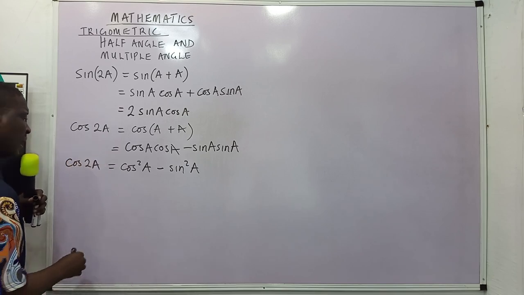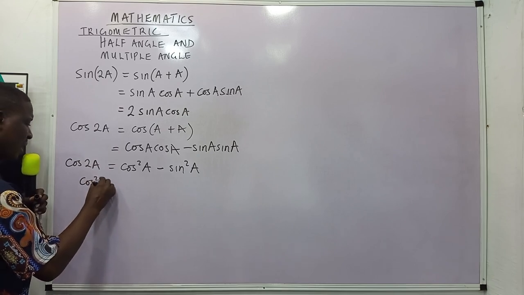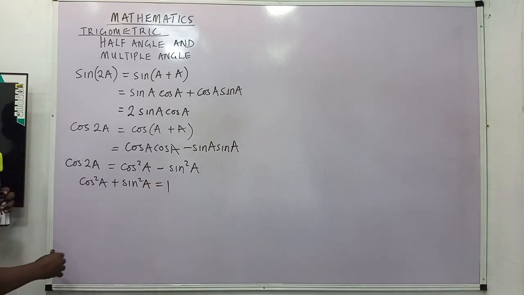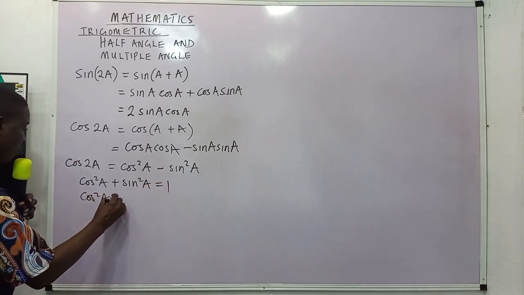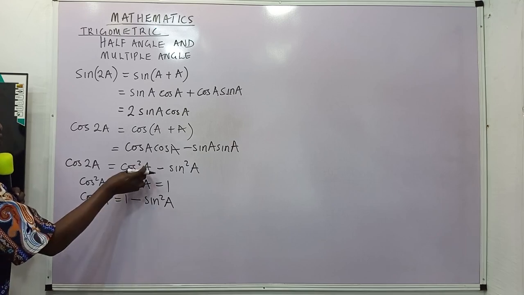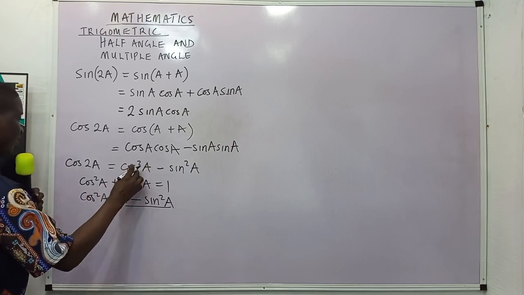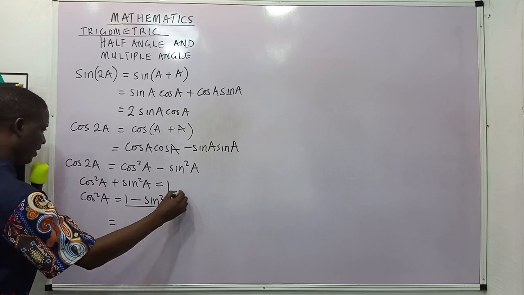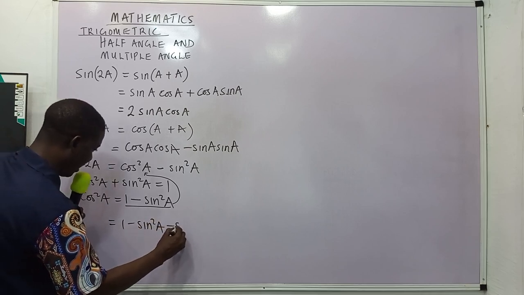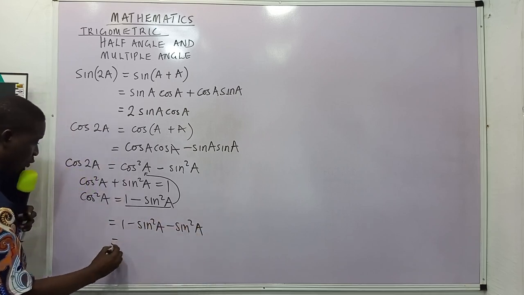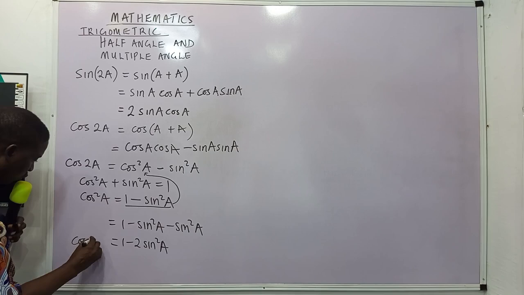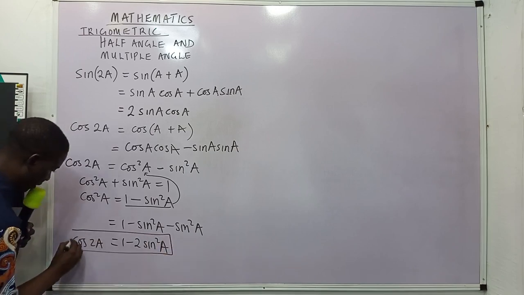But remember that cos square A plus sine square A is equal to 1. So what happens to cos square A? We can substitute it to replace this one. If you replace this with that, you are going to have 1 minus sine square A minus sine square A. And that will give us 1 minus 2 sine square A equals cos 2A.